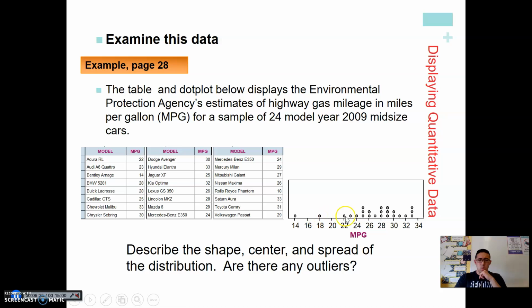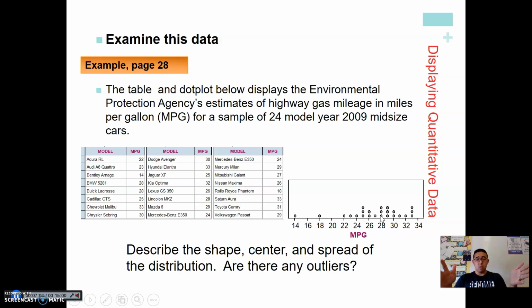So if I were to count 1, 2, 3, 4, 5, 6, 7, 8, 9, 10, 11, 12, 13, 14, 15, 16, 17, 18, 19, 20, 21, 22, 23, 24. So the 12th data point is probably the median. Actually, the 12th and 13th points, which are both 28. So the center is at approximately 28.